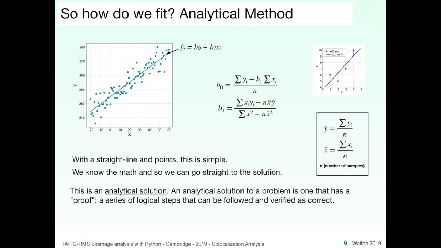But we need to know b1, but b1 can be calculated here by multiplying xi and yi, summing it, subtracting the number of particles times the mean of our x and y, and so on. You get the idea. So we can jump straight to the solution through doing that processing of our input data. And this is what we call an analytical solution.